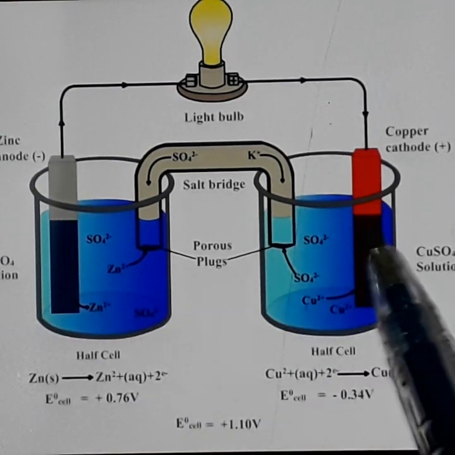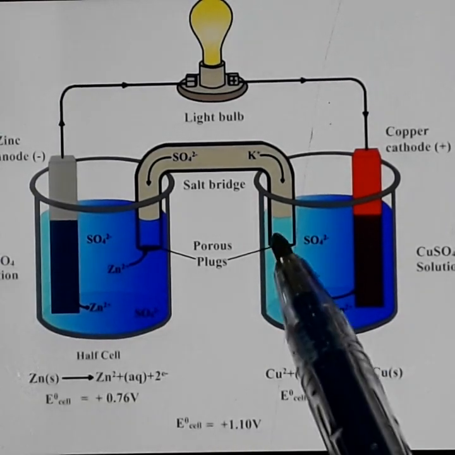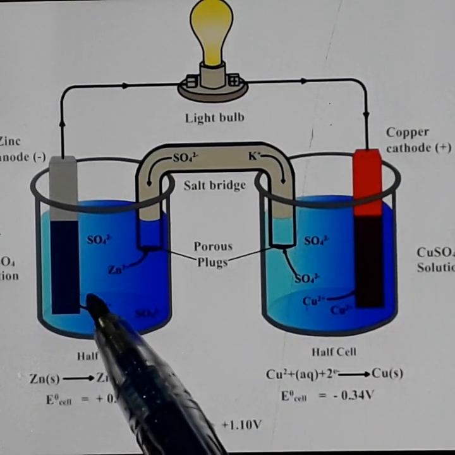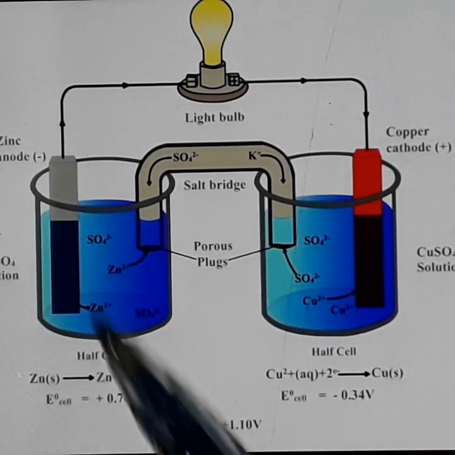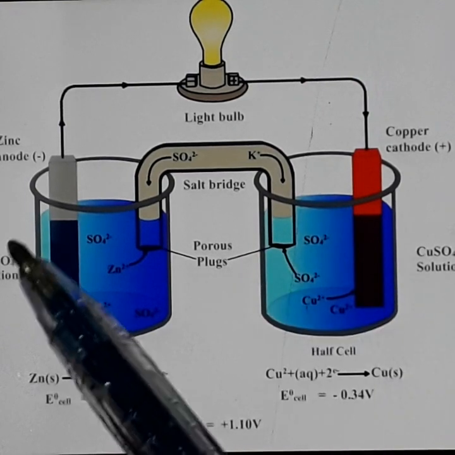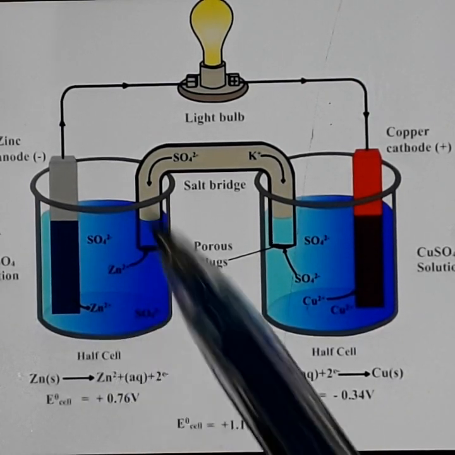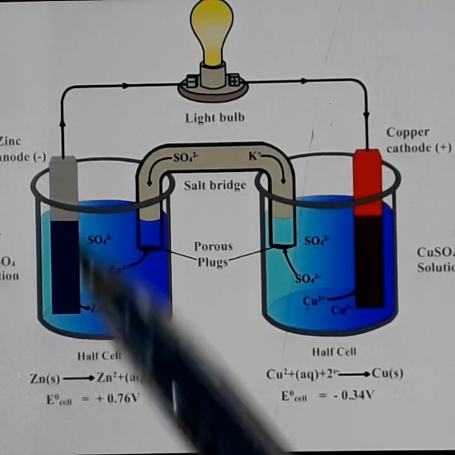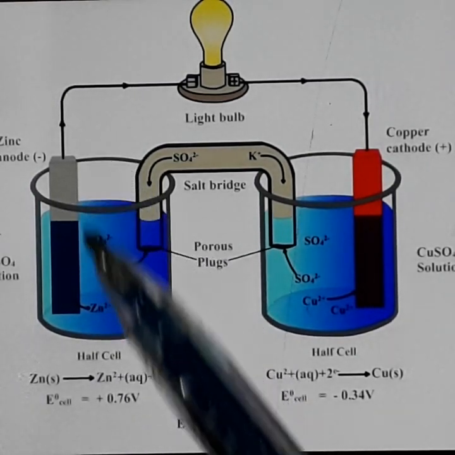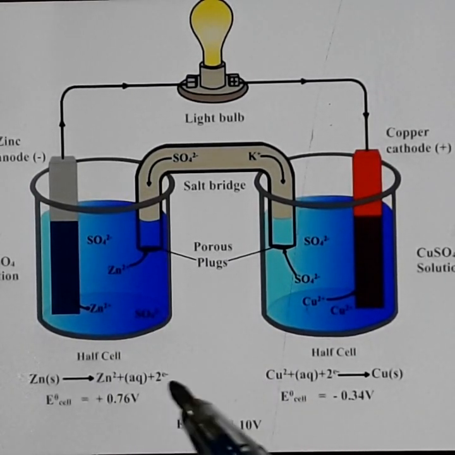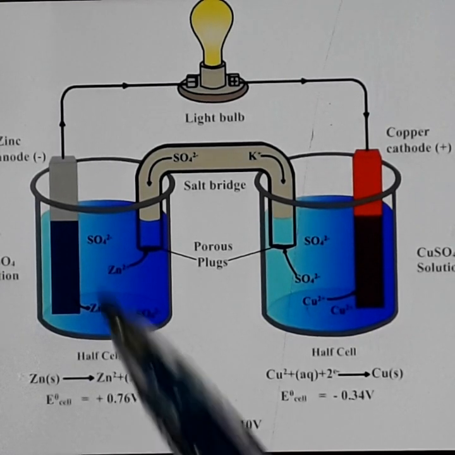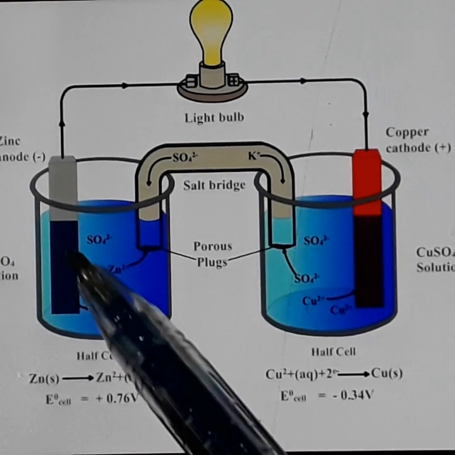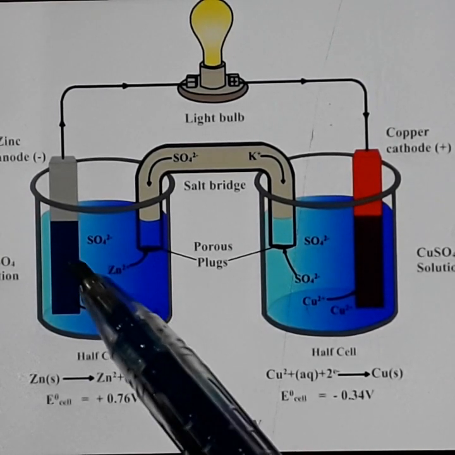As soon as the two are connected, the redox reaction will take place. Now zinc is more reactive than copper, right? So in this half cell, oxidation will take place. Zinc metal from the rod will get oxidized after losing 2 electrons to zinc ion. That zinc ion will now go to the solution. The electrons will be left in this electrode.